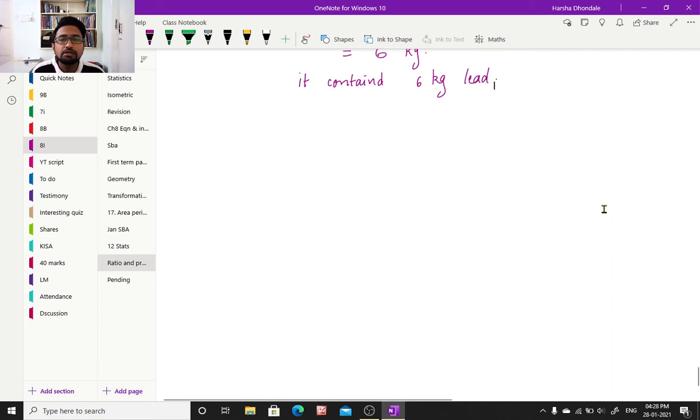Next, part B of the question. Another block of alloy has a mass of 6.24 kg. The total mass he gives is 6.24 kg. So how much copper does it contain and how much lead does it contain? This is what we are supposed to find out. For this, the ratio of copper to lead is 3:5.